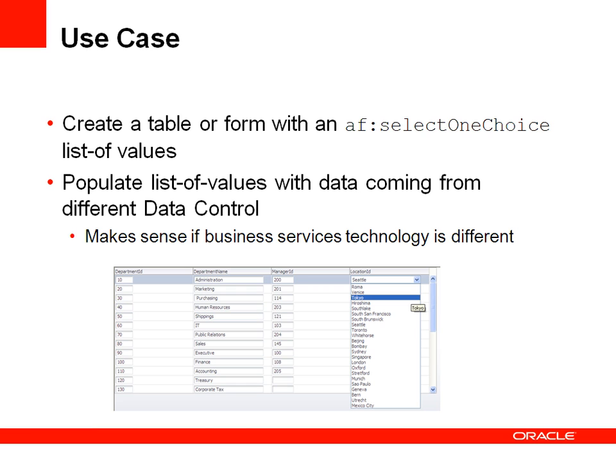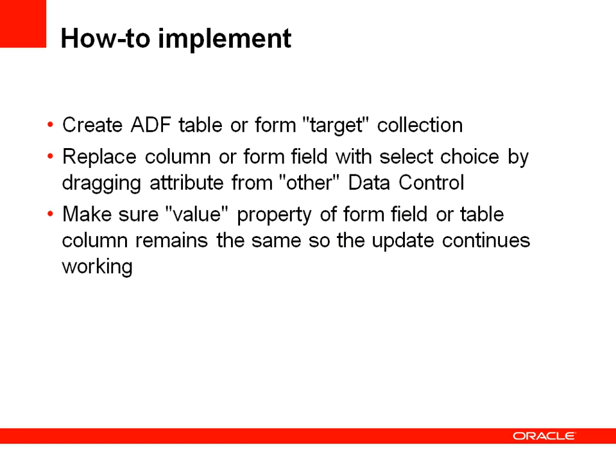If, for instance, the data control that you use is built with ADF business components, and the list data control also is business components, then it doesn't make sense at all to have two different data controls for that. But if the list data is coming, for instance, from a web service, and the updated data is going through business components, then this makes perfect sense. So how do we implement that?